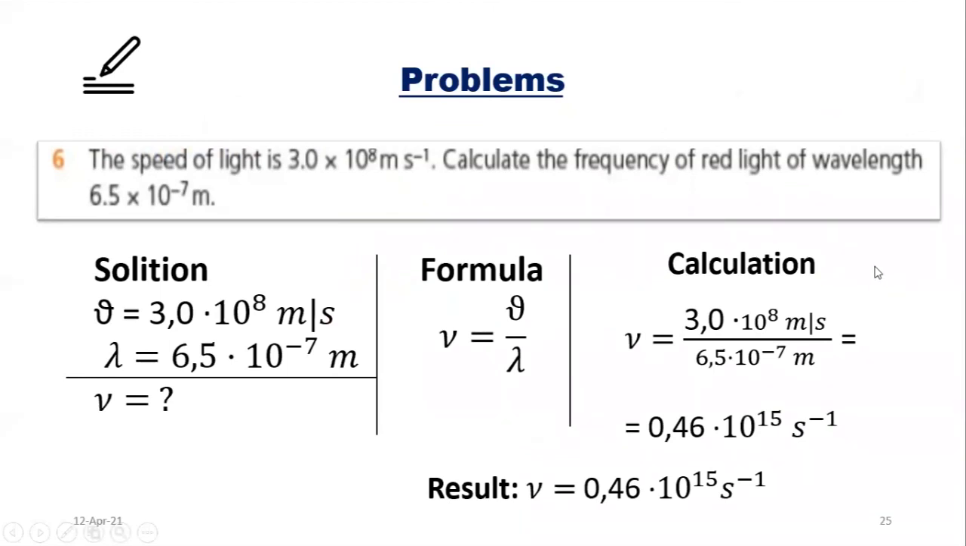Problems. The speed of light is 3.0 multiply 10 power 8 meters multiply second power minus 1. Calculate the frequency of red light, wavelength 6.5 multiply 10 power minus 7 meter.